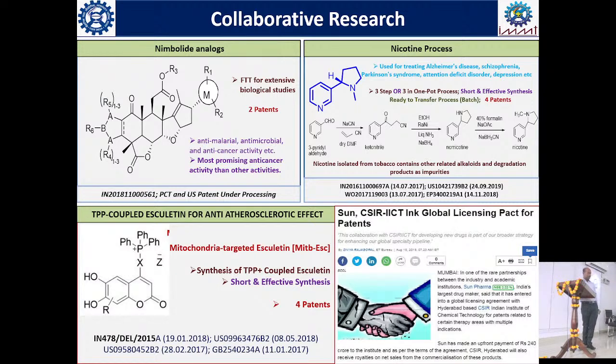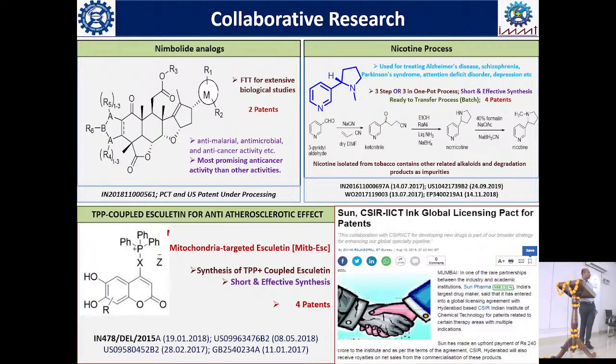And here is the patent that I referred to on nicotine. This is called the PCT application, the front page. And this is the American patent for the work that has been licensed to Sun Pharma. Look at this. This is the US patent granted in the year 2017. You can find my name here. Okay? Two of them are from CCMB.